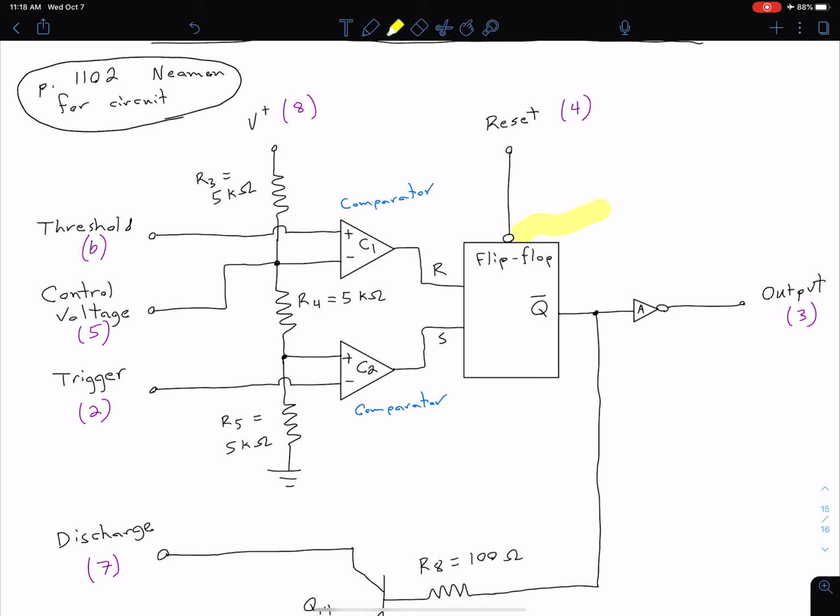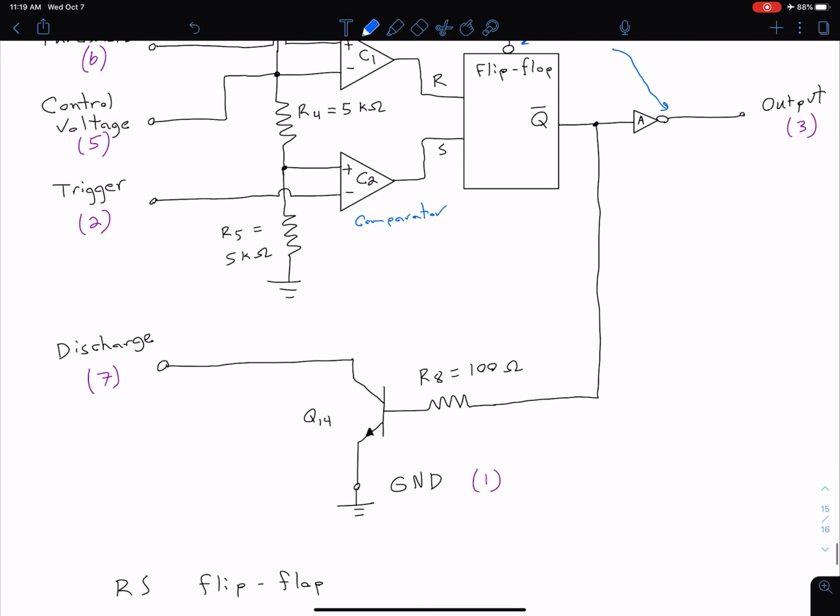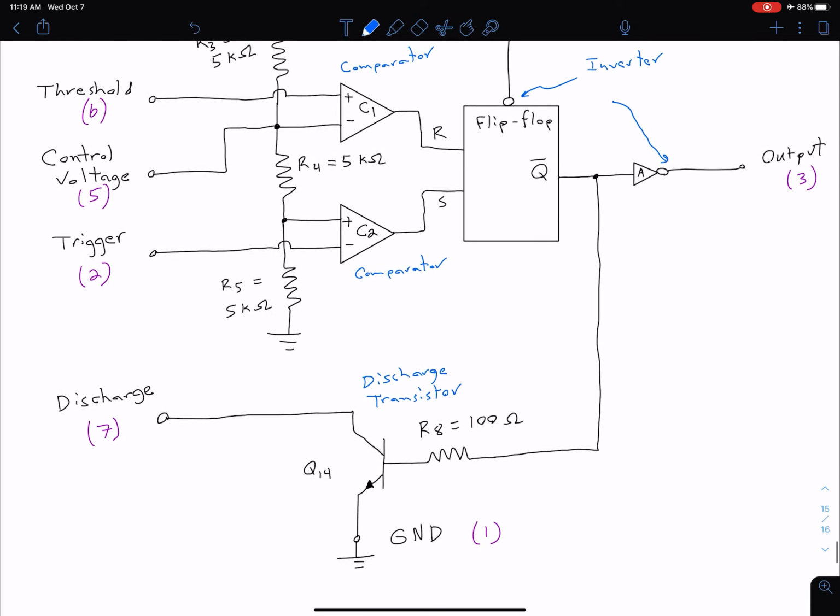Notice that both of these have these little circles. And in that case, these little circles are indicating inverters. So if we have a high signal, it's switching to low as it goes through that. And then down here, from this output of the RS flip-flop, we also have a connection to a discharge transistor. We're going to go through how each of these components works together in a little bit, but I just want to label these first of all.